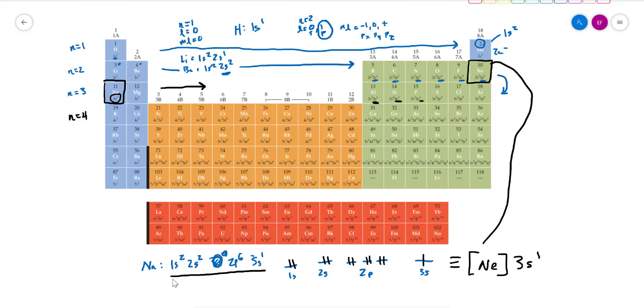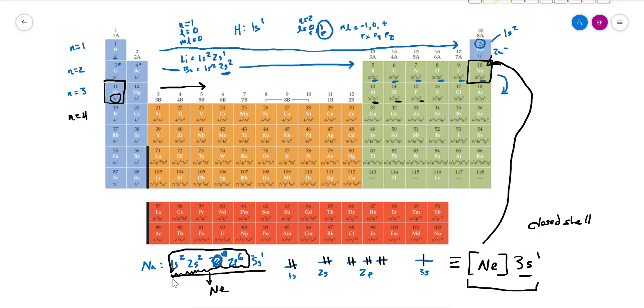Neon just refers to the fact that everything up to neon is the same, which would be 1s2, 2s2, 2p6. This is the same as neon. And then the only difference here is 3s1. So this is the closed shell configuration. And this is the open shell configuration. They're both correct. This is just shorthand.